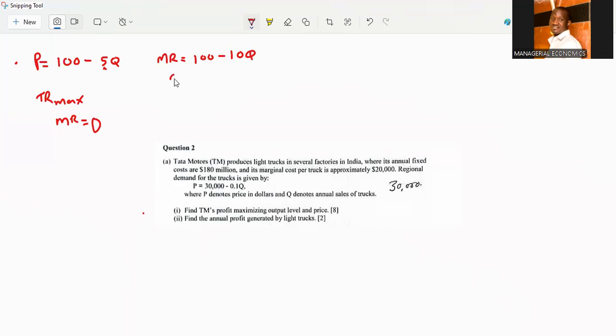Then you equate to 0. 0 is equal to 100 minus 10Q. So when the Q comes this side, 10Q is equal to 100. How do we solve for Q? We divide both sides by 10. So here we're going to have our Q is equal to 10. So Q stands for the quantity.